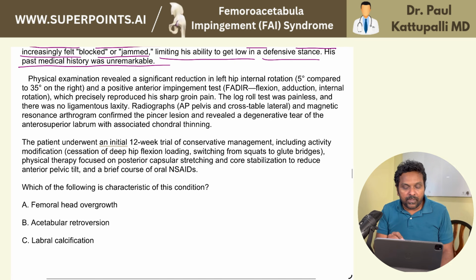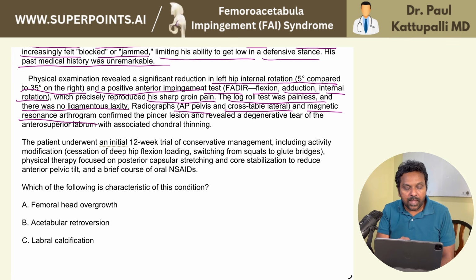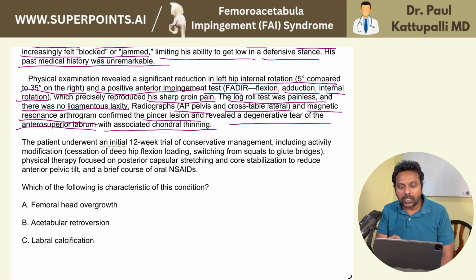His past medical history was unremarkable. Physical examination revealed a significant reduction in the left hip internal rotation, 5 degrees compared to 35 on the right, and a positive anterior impingement test, FADIR, flexion, adduction, internal rotation, which precisely reproduced his sharp groin pain. The log roll test was painless and there was no ligamentous laxity. Radiographs, AP pelvis and cross table lateral, and magnetic resonance arthrogram confirmed pincer lesion and revealed a degenerative tear of the anterosuperior labrum with associated chondral thinning.